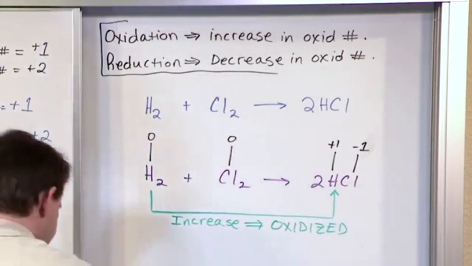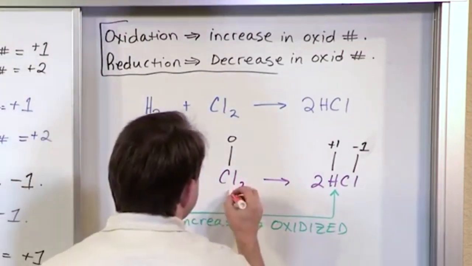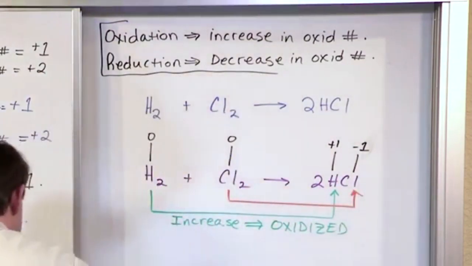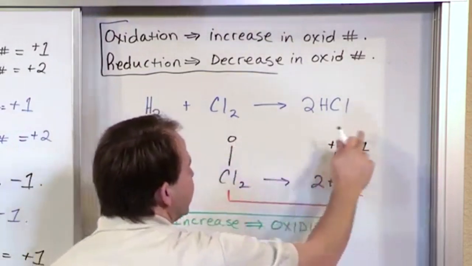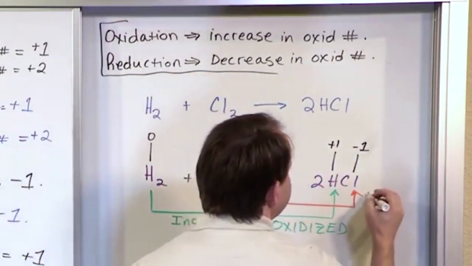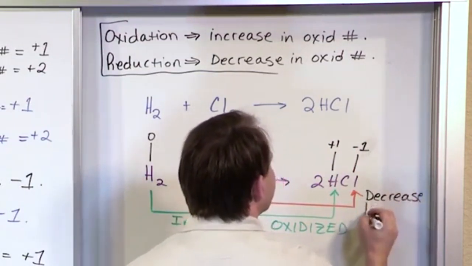All right, and then separately, we can take a look at this guy here, chlorine. And we can see that the oxidation number goes from 0 to -1. So the oxidation number has decreased. So I'll write decreased here. So this is reduced.